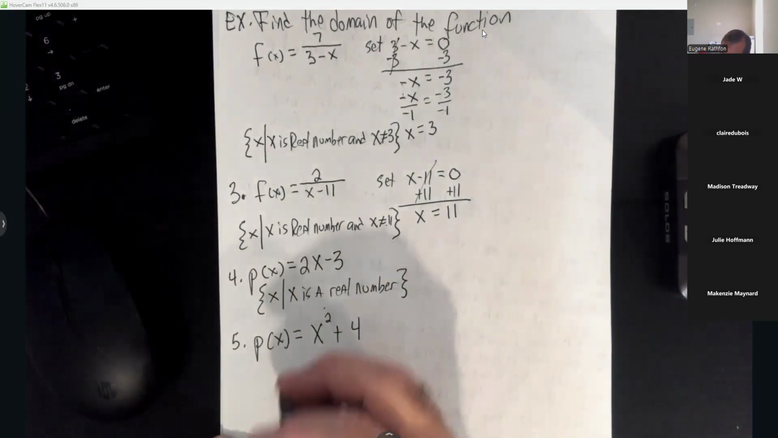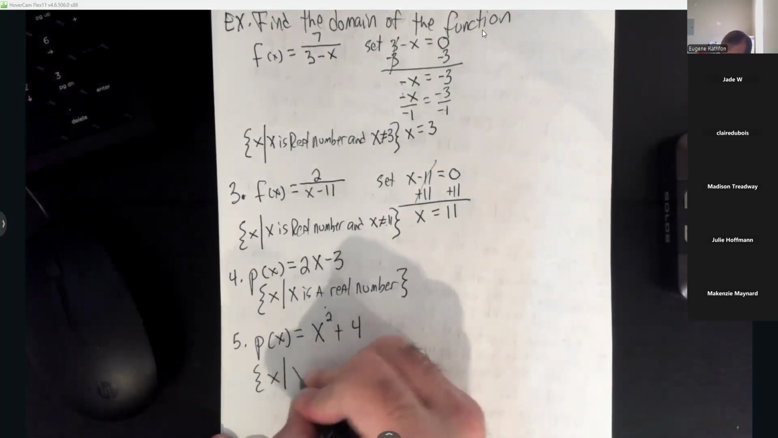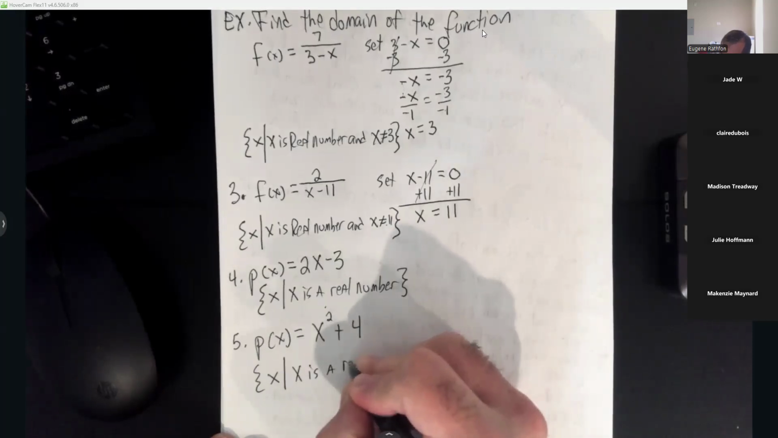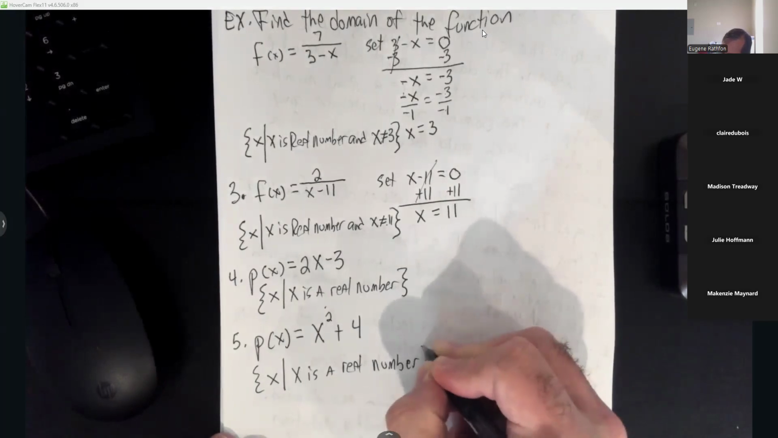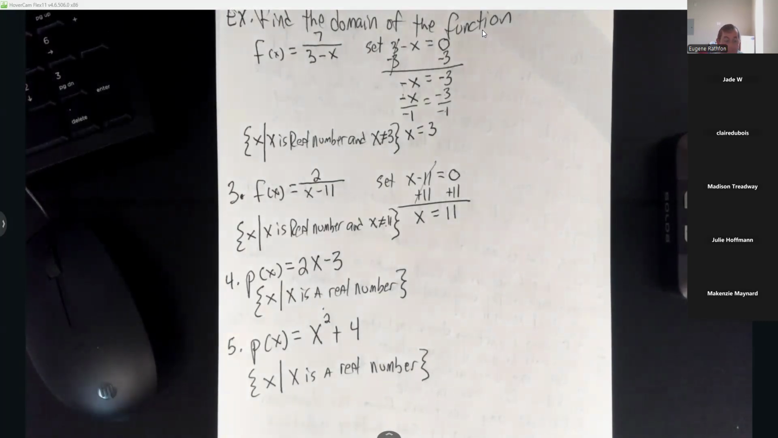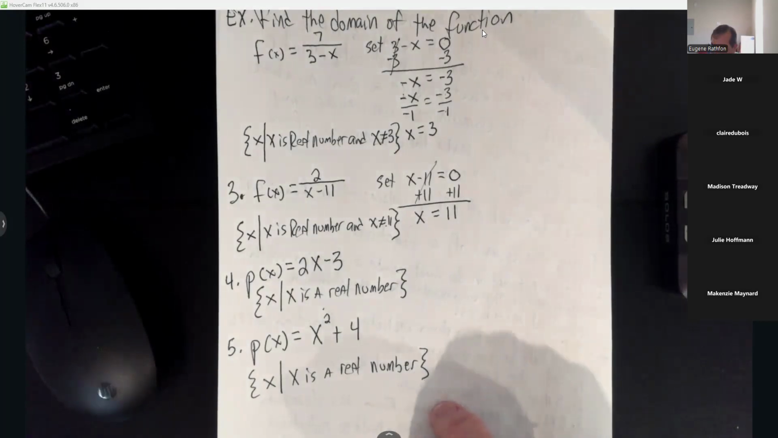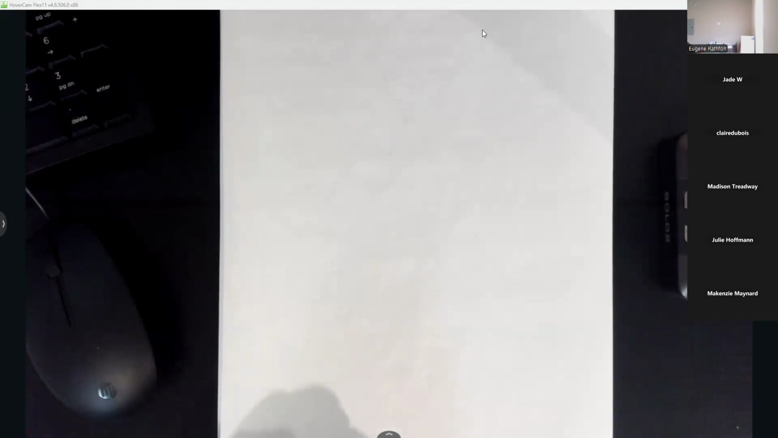Exactly, that's all real numbers again because there's no fractions. So x such that x is a real number. And we just want you to realize in this section, really, if it does not contain a fraction, then that domain has no restrictions at all, okay? All right, then let's move on to number 6.